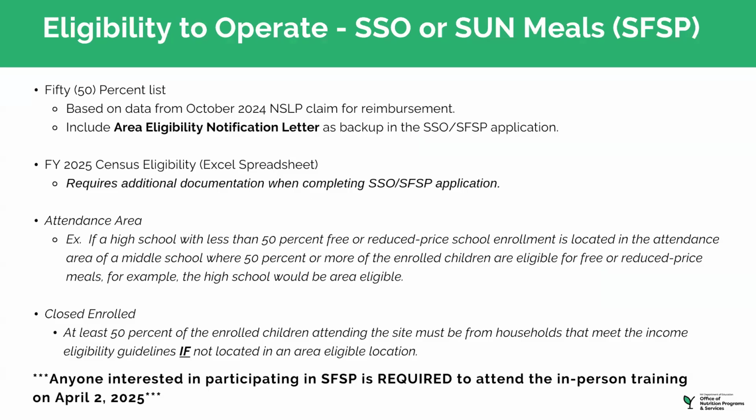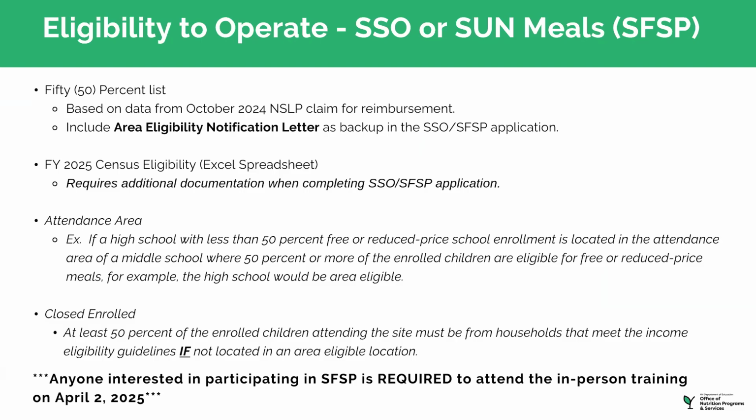So one being the 50% list, which uses data from October 2024 NSLP claim for reimbursement. And if your school is on this list and you do apply for SSO or SFSP, you will need to submit the area eligibility notification letter as backup that the site is eligible. And this letter was sent out to the district last month to everybody that was on that 50% list.